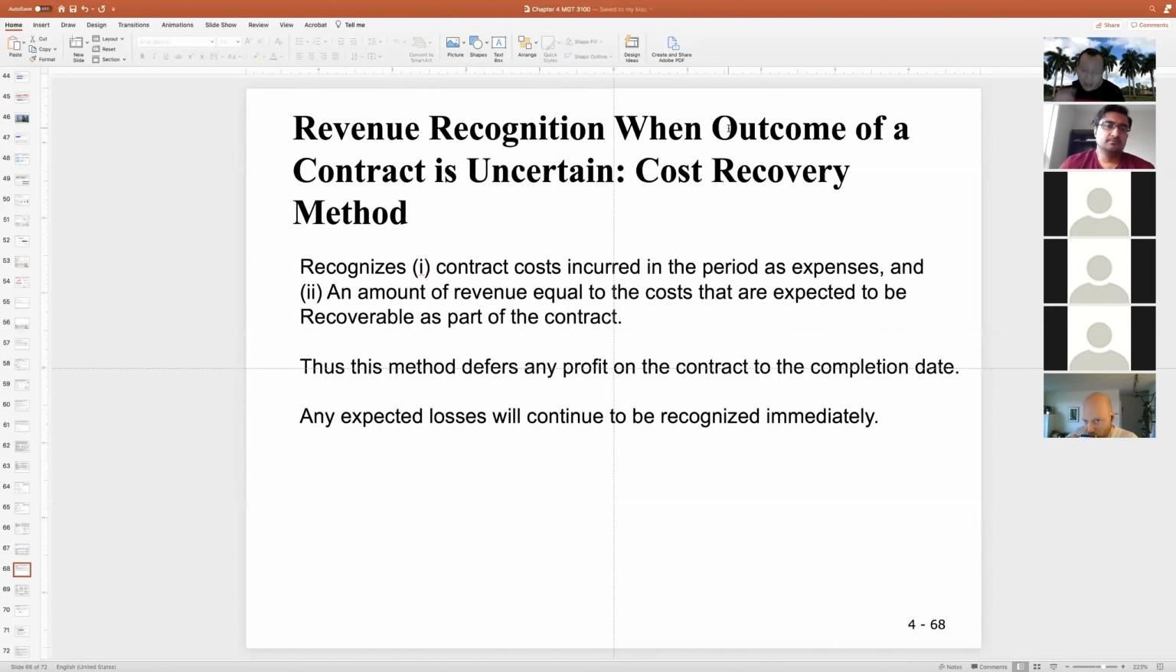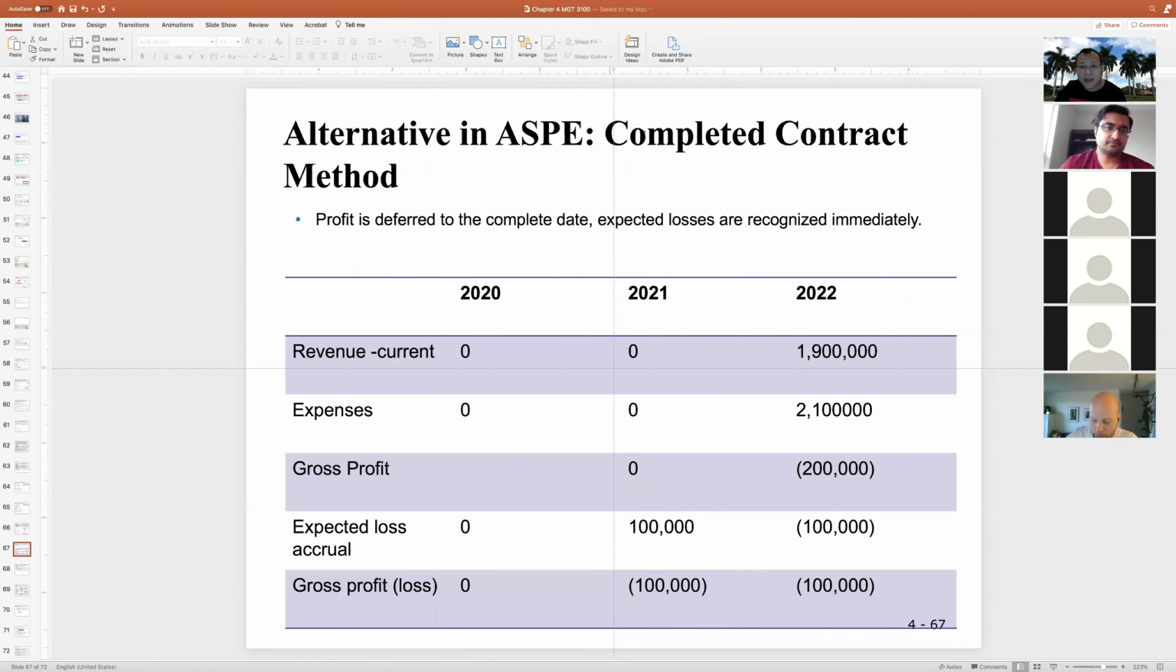For this one, the completed contract method is only an option under ASPE. So if you are a small, medium-sized enterprise using ASPE, then you have the option to use either the percentage of completion or the completed contract method. Does that make sense? Yes.